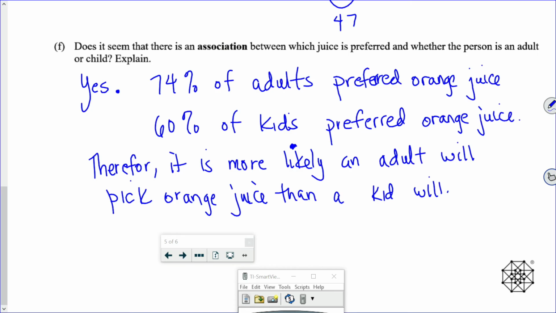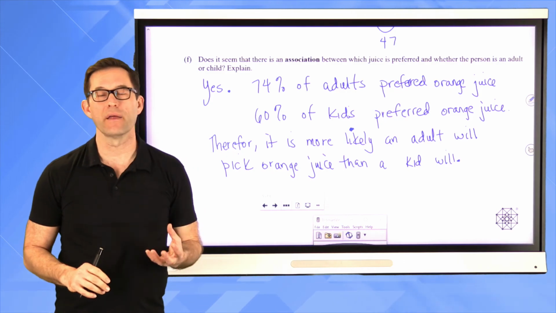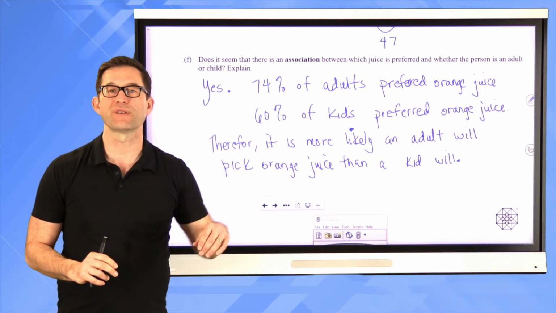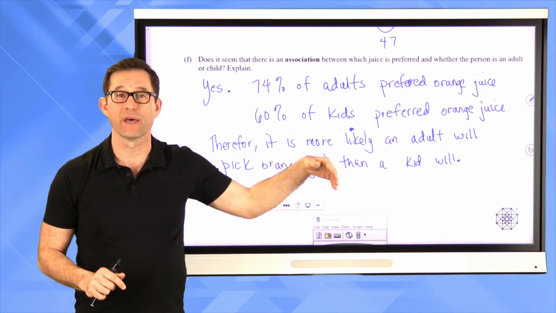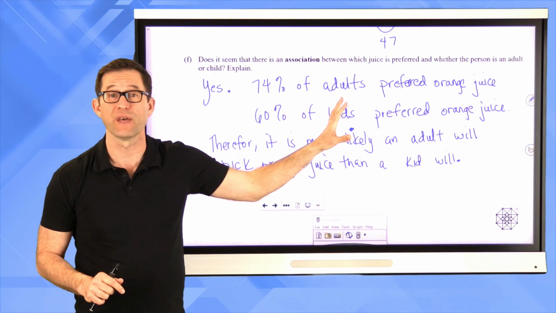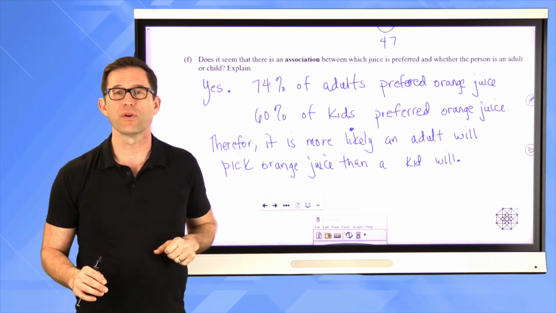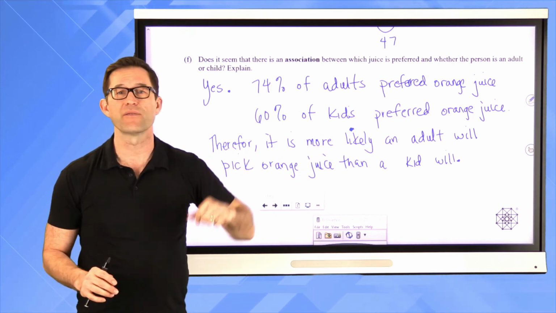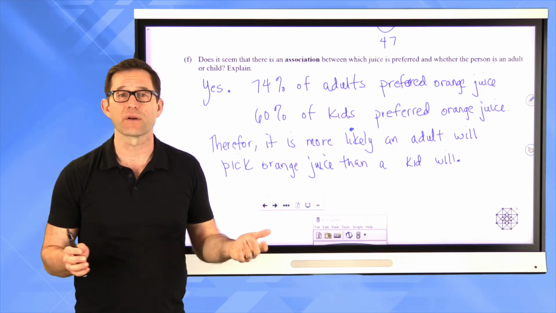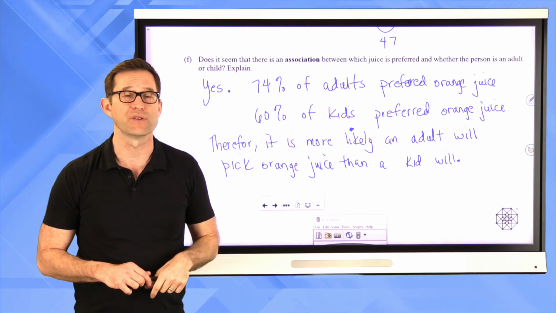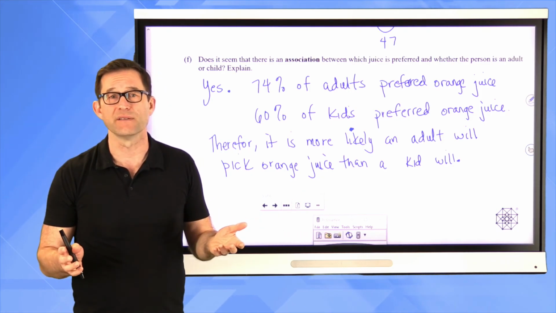Apple juice is generally much sweeter than orange juice, and kids definitely have more of a sweet palate than a sour palate. Orange juice is more sour than apple juice, all right? Now, had these two been nearly identical percentages, or had they been exactly identical percentages, then we'd say there was no association. Let's say that 74% of adults preferred orange juice and 72% of kids preferred orange juice. Then we'd say, well, then the preference for which juice they're going to choose really has no association with their age. It doesn't matter whether you're old or young. About 3/4 of everyone would prefer orange juice in that situation.